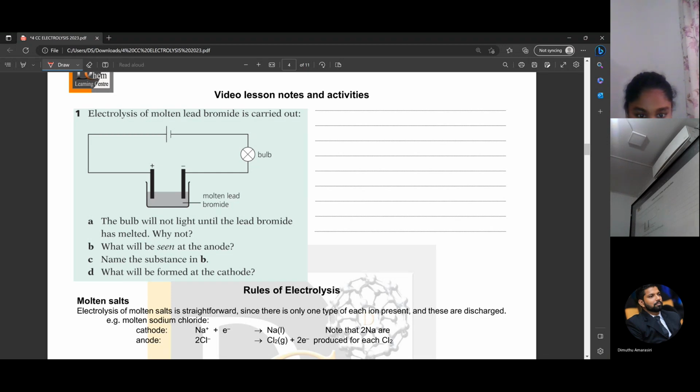At the anode, the anion has to undergo oxidation. At the cathode, the cation should undergo reduction, getting electrons, right? Am I taking the process right? Good. Then you have the activity completely covered.